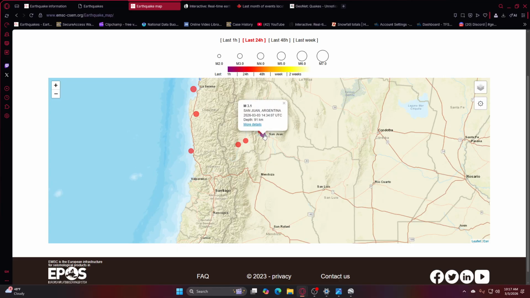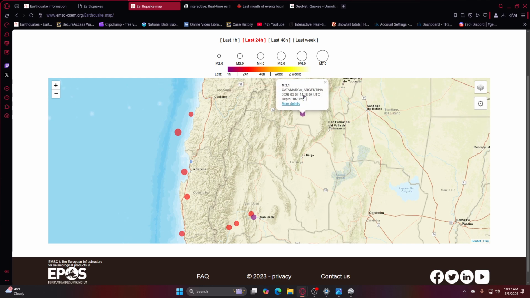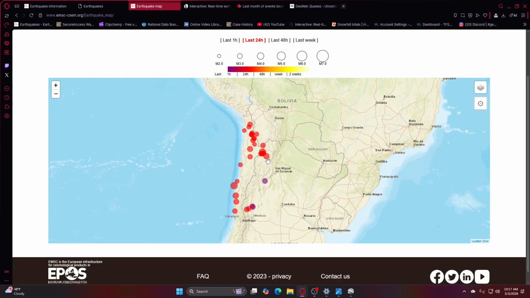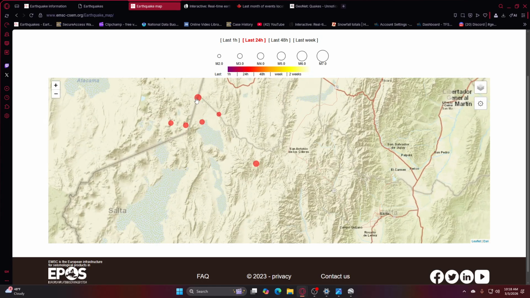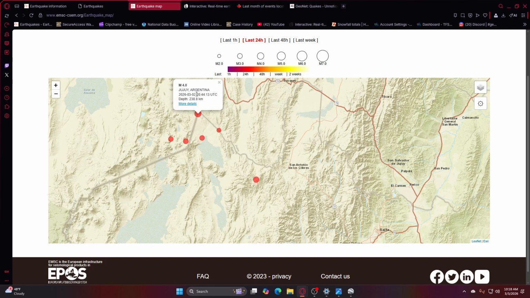There's a 3.1 that occurred today. I am not seeing 4.0 here or 4.5. Hang on, maybe it's up here. There's a 3.1. 4.0, that was 2.3, so that's today. A 2.6, that's Argentina, and the 3.0. So here is our 4 right there.